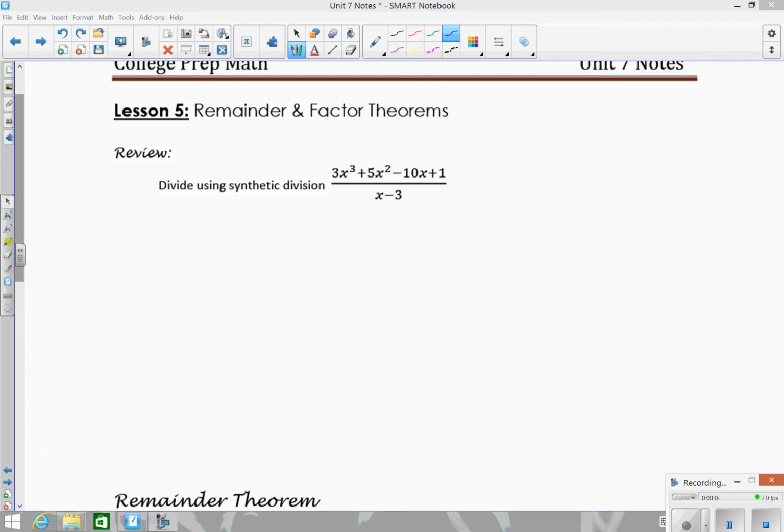In lesson 5, we're going to learn two new theorems called the remainder and factor theorems. These theorems are going to be used in the next few lessons to learn how to solve polynomial equations. In order to do that, we're going to be using a lot of synthetic division, so I just want to refresh your memory on how to use it.